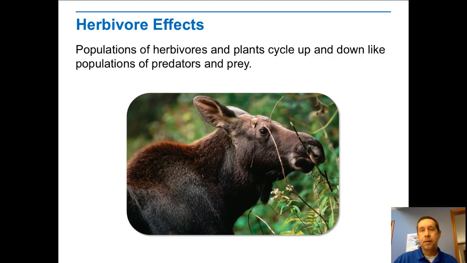Herbivory is when herbivores eat plants. So when the population of herbivores goes up, the population of plants goes down. When the population of plants goes up, the population of herbivores goes up. So they follow a similar pattern to the predator-prey.